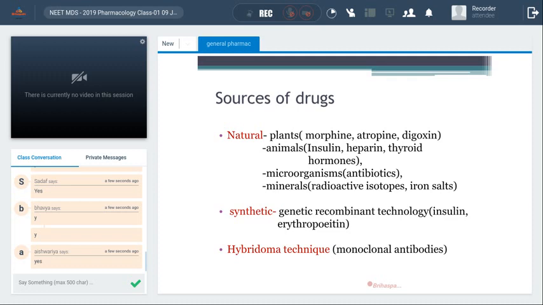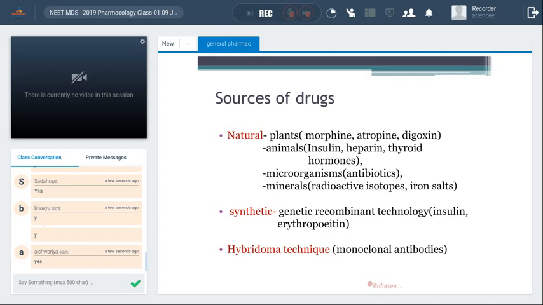We also have animal preparations. For example, insulin. Insulin is used to treat diabetes. But where did we initially get insulin from? It was from beef and pork. Of course, now we follow DNA recombinant technology, but earlier it was produced from animals. We also have heparin. Heparin is an anticoagulant which was actually derived from liver.